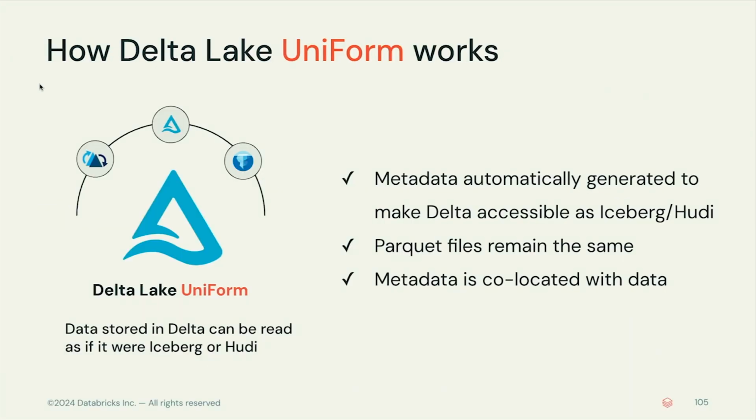All right, so here's how it works. I think I mentioned, basically with Delta Lake UniForm, your data is stored in Delta and then can be read as if it were Iceberg or Hudi. Metadata is automatically generated to make Delta accessible as Iceberg and Hudi. Parquet files remain the same, and the metadata is co-located with the data.